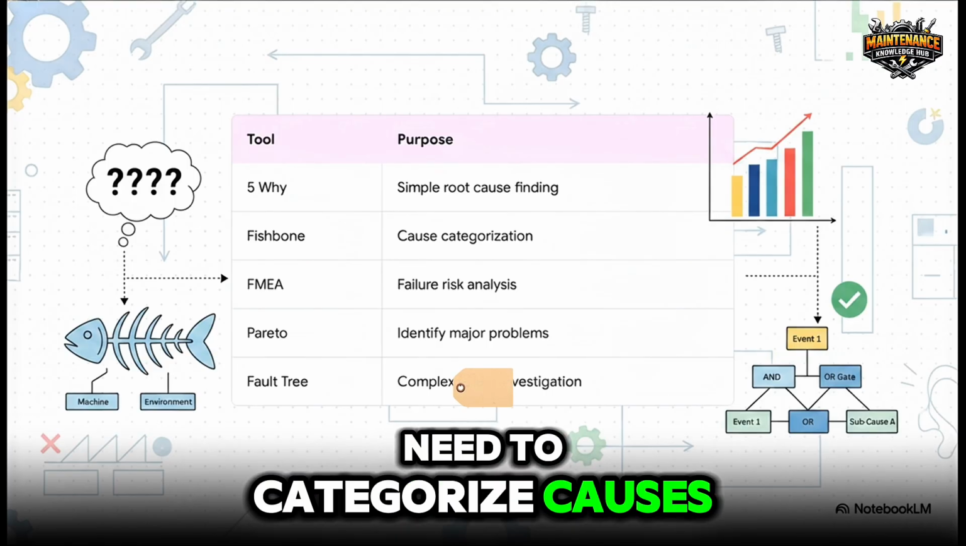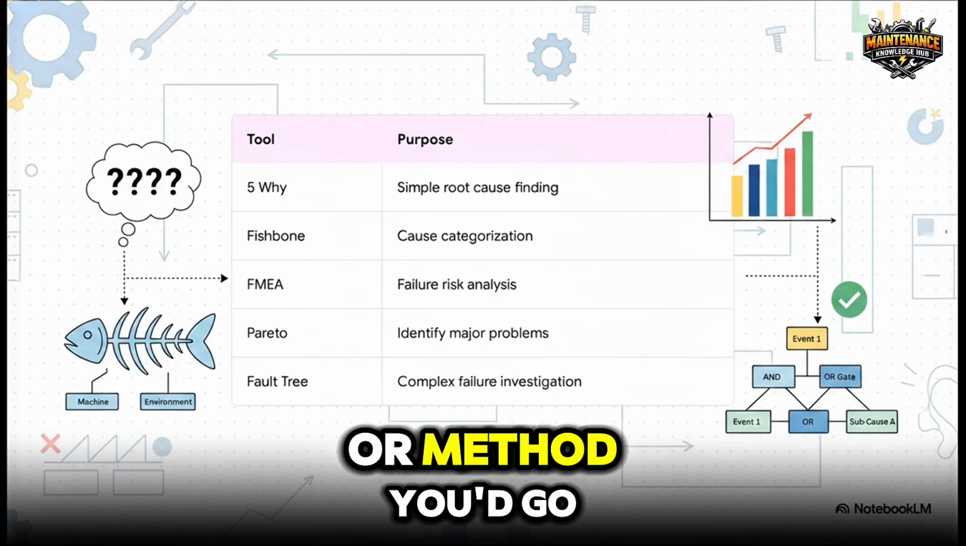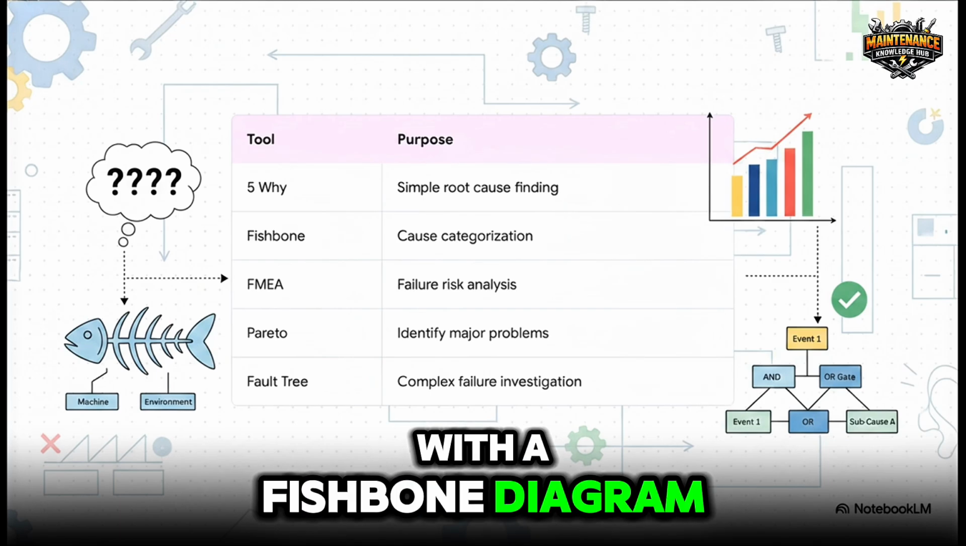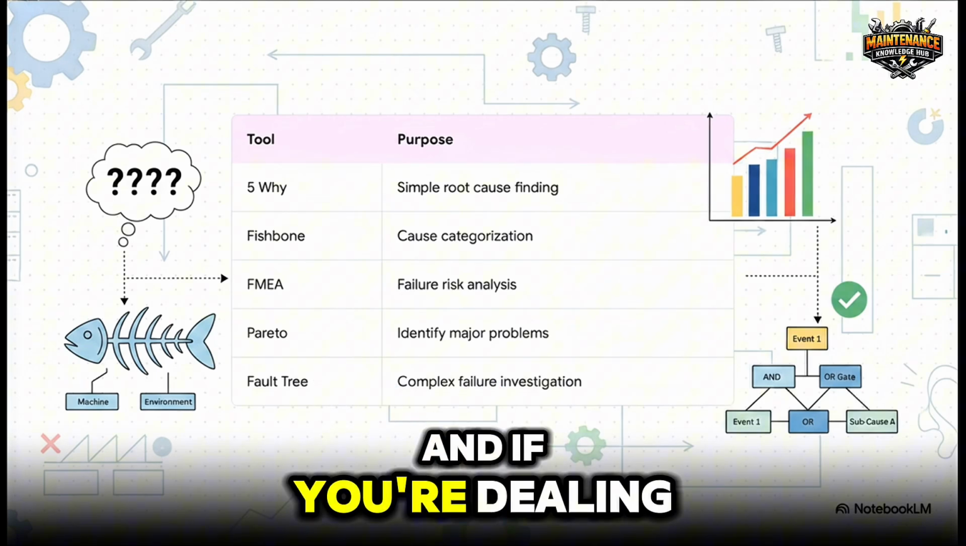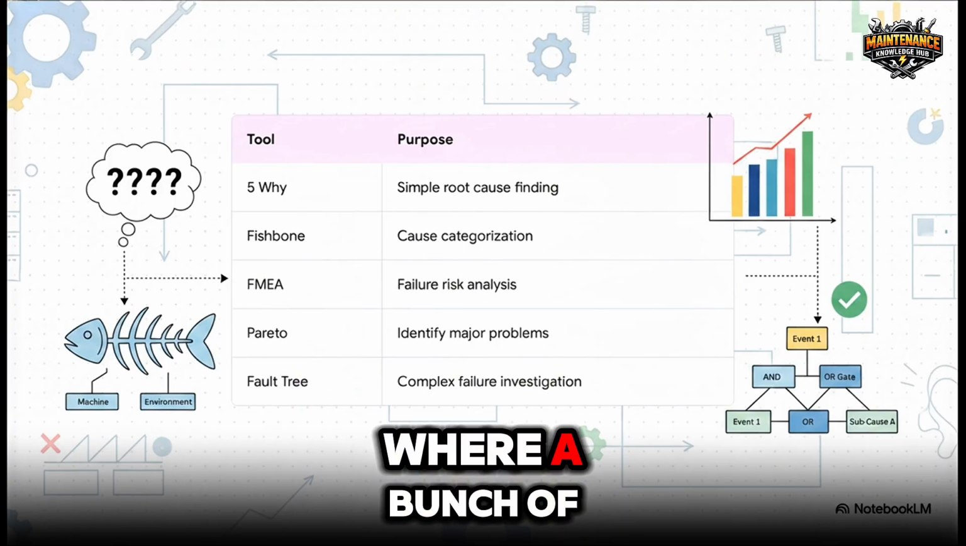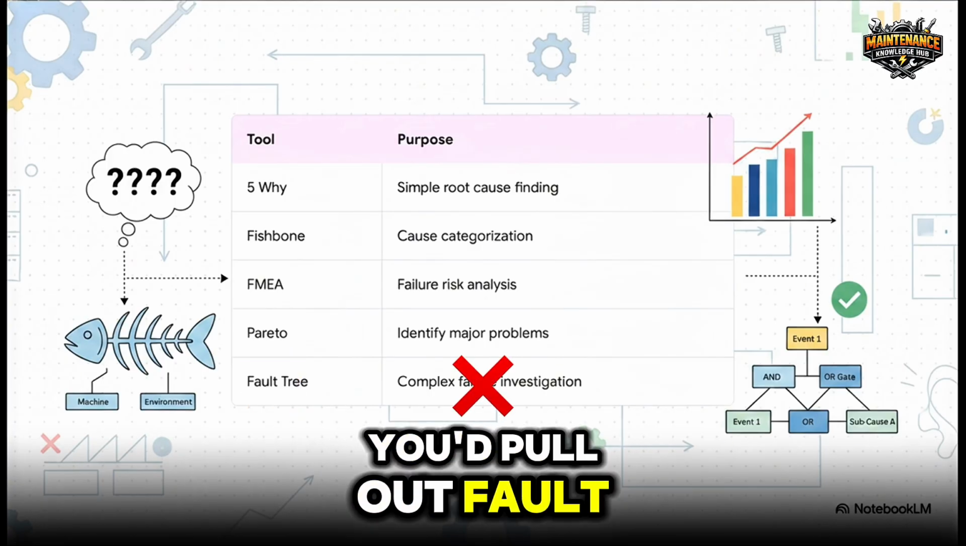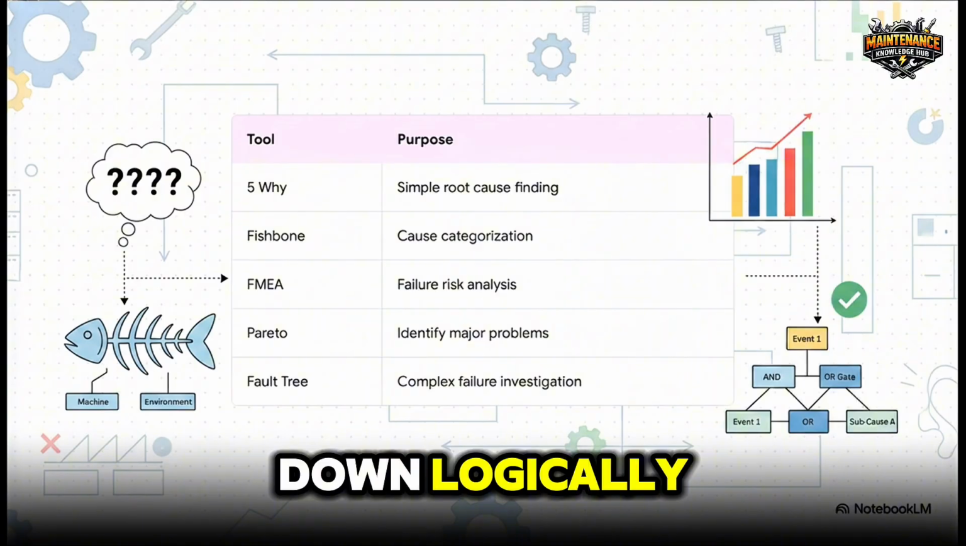Need to categorize causes into buckets like man, machine, or method? You'd go with a fishbone diagram. For spotting major reoccurring problems, there's Pareto analysis. And if you're dealing with a really complex system where a bunch of things failed at once, you'd pull out fault tree analysis to break it all down logically.